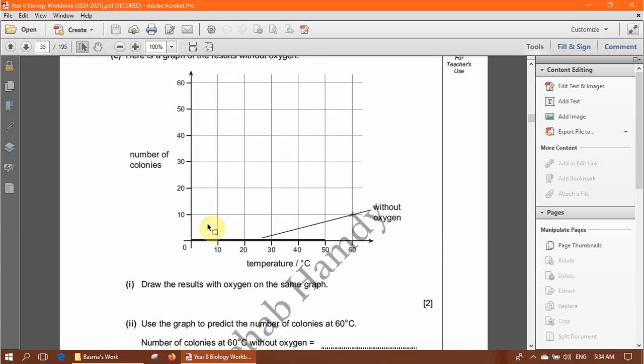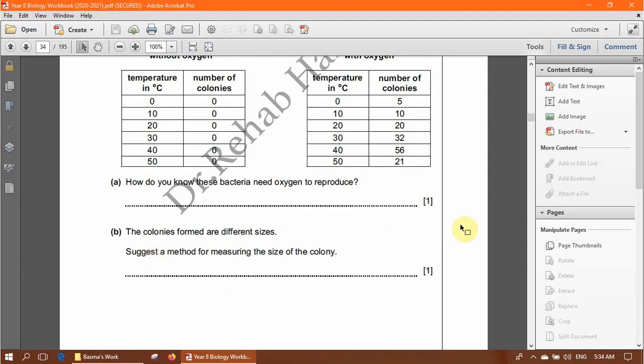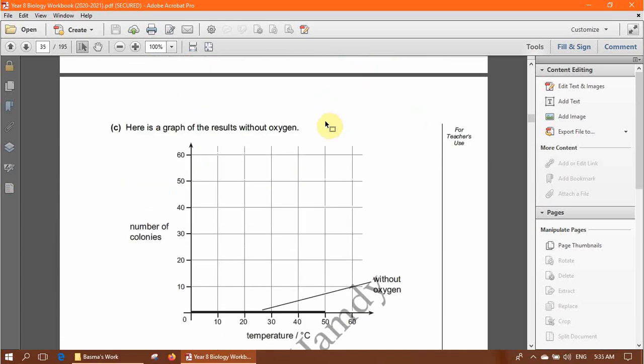Okay, I want to draw the results. You're just going to plot the results from the table. So at 0, you have 5 colonies. At 10, you're going to have 10 colonies.